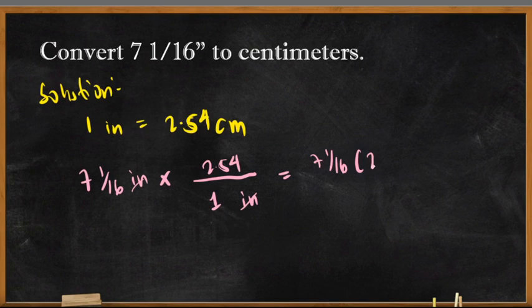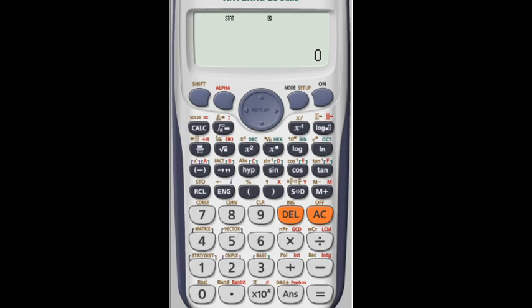So we will now have 7 1/16 inch times 2.54 all over 1. I forgot to put the centimeter here. Centimeter. Okay, then we will go to our calculator. Maybe my calculator is not showing, so let's just fix here the calculator. Okay, so we have now our calculator.